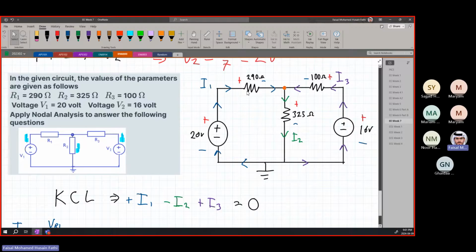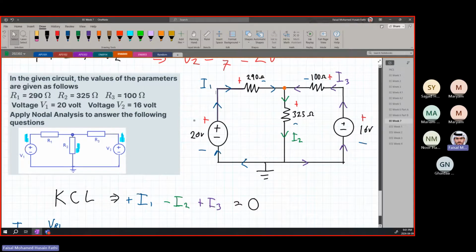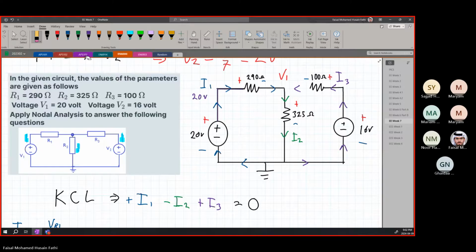We don't know what VR1 is, but we know that there is 20 volts coming from here. We know that we have 20 volts here. So we know that this is 20 volts. We are going to call this V1, the node over here, not orange. So let me just cover it in red. So this is V1.